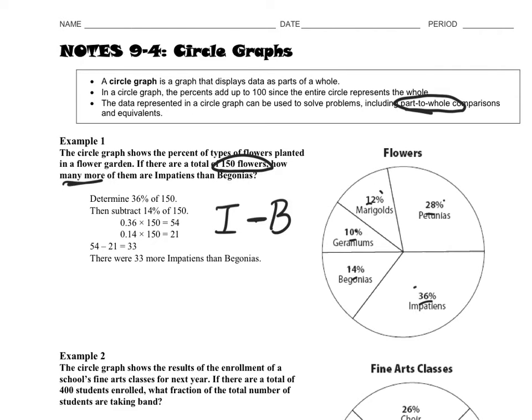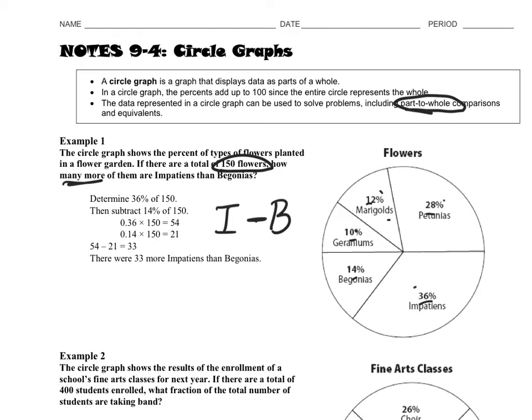The data represented in the circle graph can be used to solve problems including part to whole comparisons and equivalence. So that's the thought behind it. Right here, this represents the flowers in a flower garden. If there are a total of 150 flowers, they're saying that 12% of the 150 flowers are marigolds. Does that make sense? And then 28% of the 150 flowers are petunias.